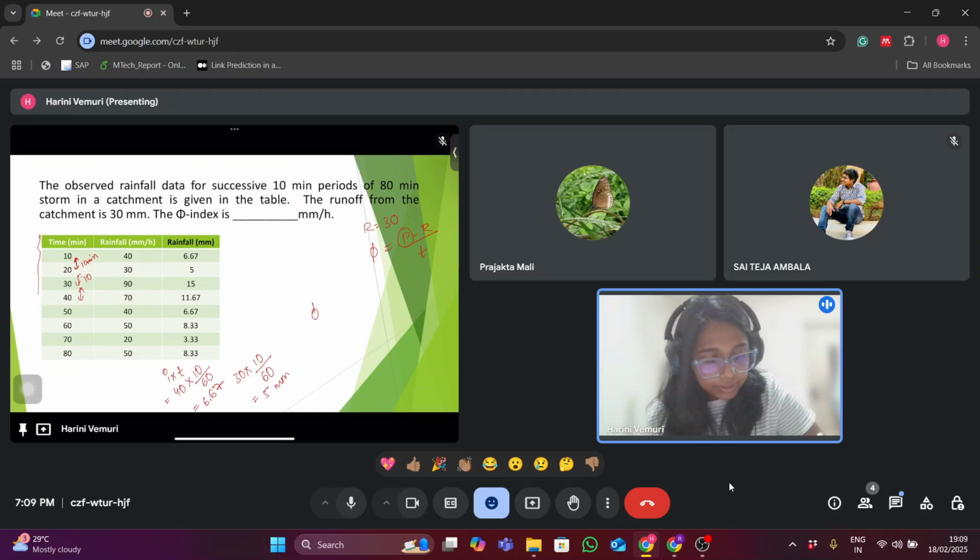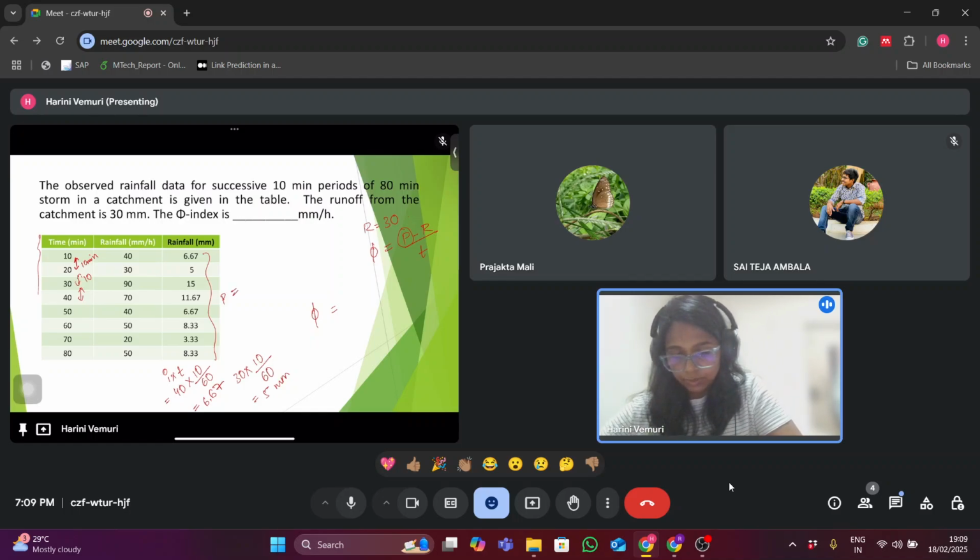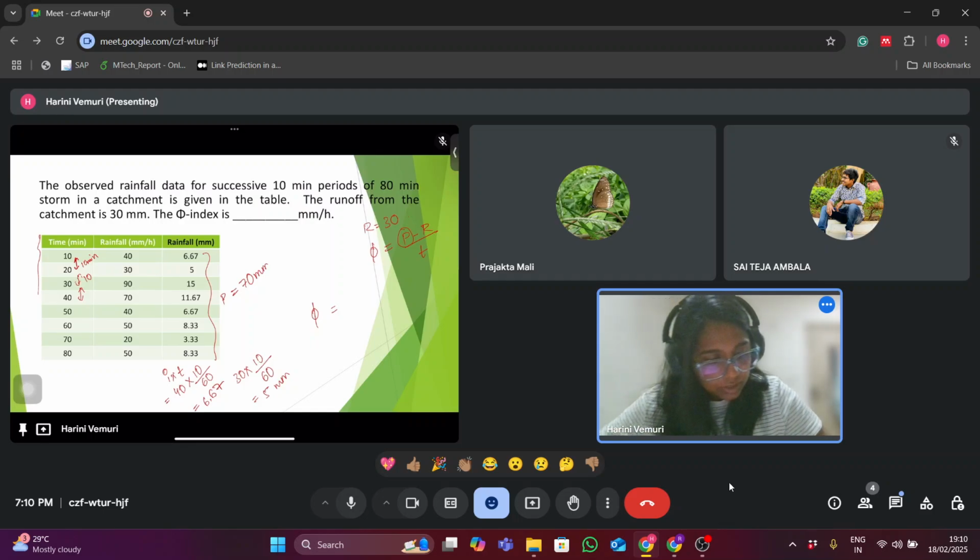So now to calculate the total rainfall, we'll just add this up. Once we add this, what is the total precipitation that we will be getting? 70 mm. So pi index is equal to total rainfall minus total runoff by duration of storm, which is 80 minutes. Converting 80 minutes to hours, we are dividing by 60.